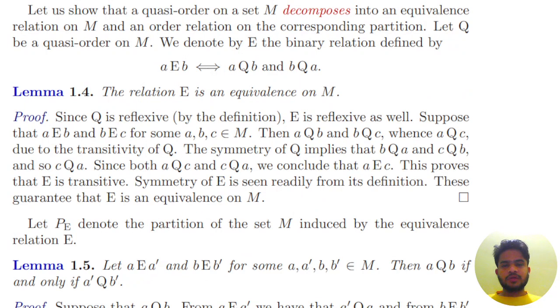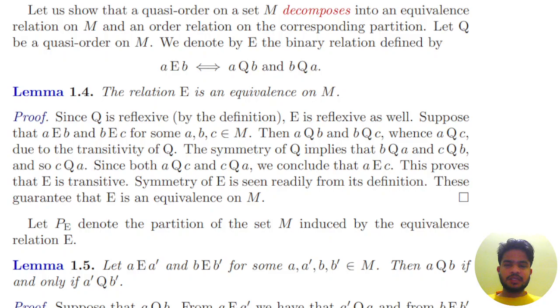Let us show that a quasi-order on a set M decomposes into an equivalence relation on M and an order relation on the corresponding partition. Let Q be a quasi-order on M. We denote by E the binary relation defined by A equivalent to B if and only if A is quasi-ordered below B and B is quasi-ordered below A.